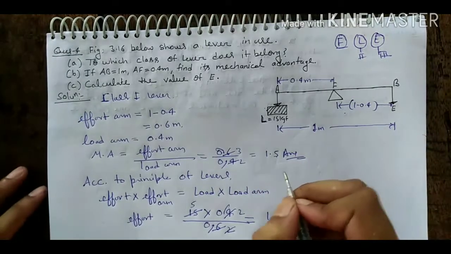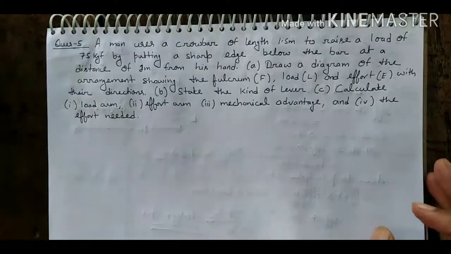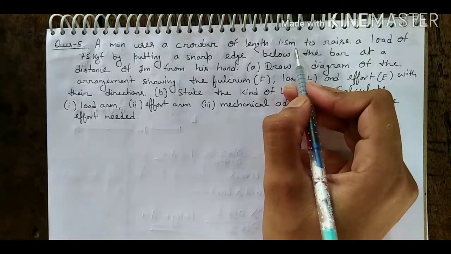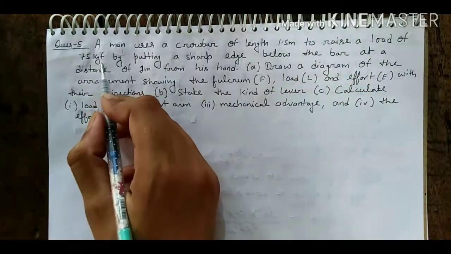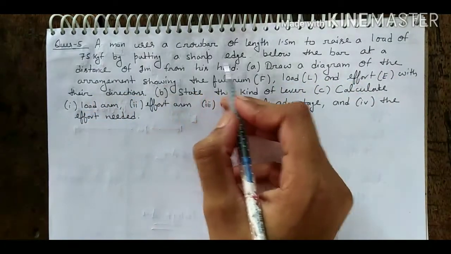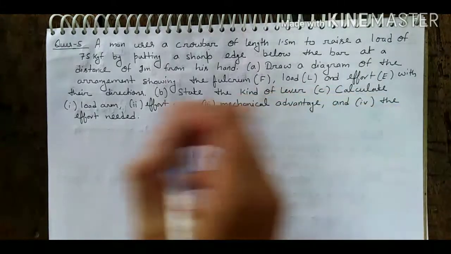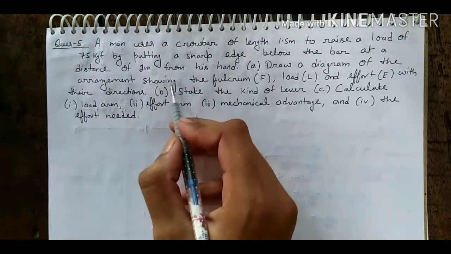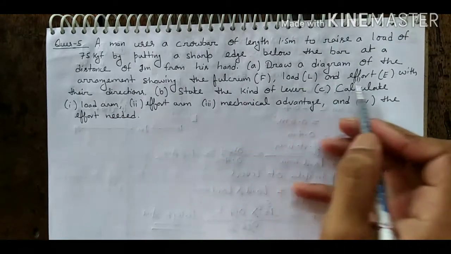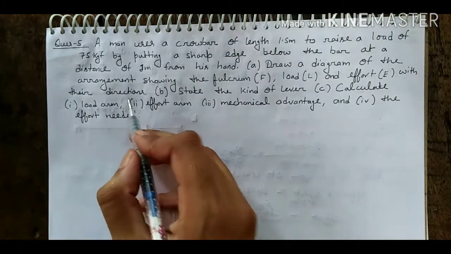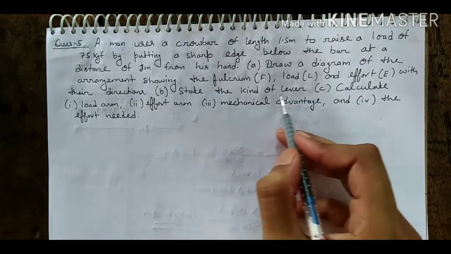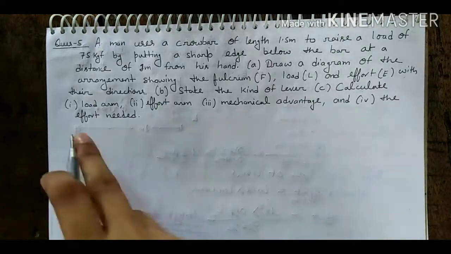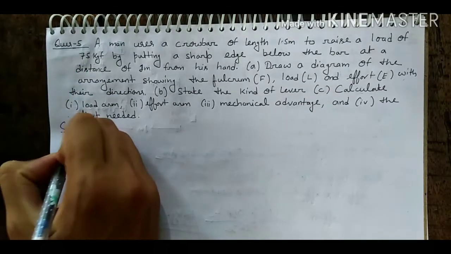Now we will solve the next question, question number 5. This is a very important question. A man uses a crowbar of length 1.5 meter to raise a load of 75 kgf by putting a sharp edge below the bar at a distance of 1 meter from his hand. Draw a diagram of the arrangement showing the fulcrum, load and effort with their direction. State the kind of lever, calculate load arm, effort arm, mechanical advantage and effort needed. This is a very simple question.